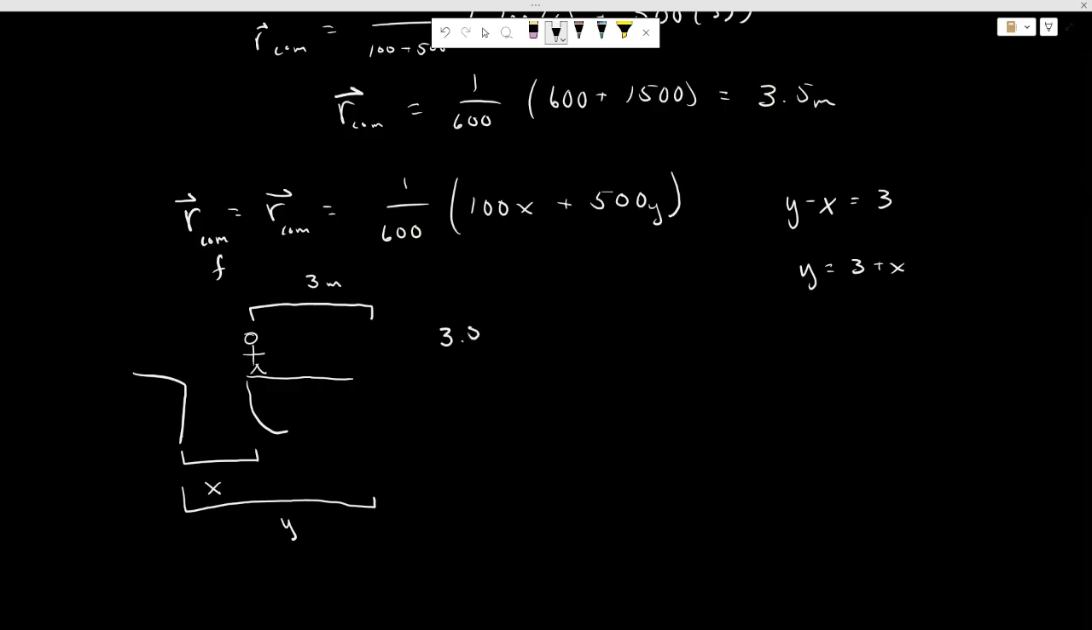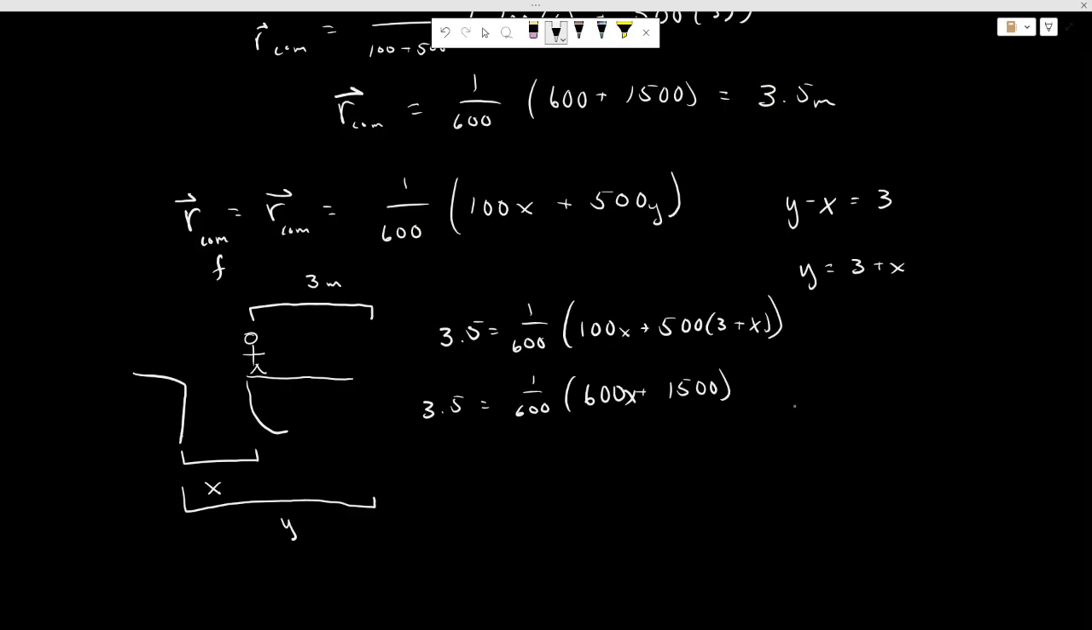I'll get RCOM is 3.5. This equals 1 over 600 times 100x plus 500, 3 plus x, right? And so now I get 3.5 equals 1 over 600, 600x rather. And so now I get 3.5 is equal to x plus 2.5. So x equals 1 meter.